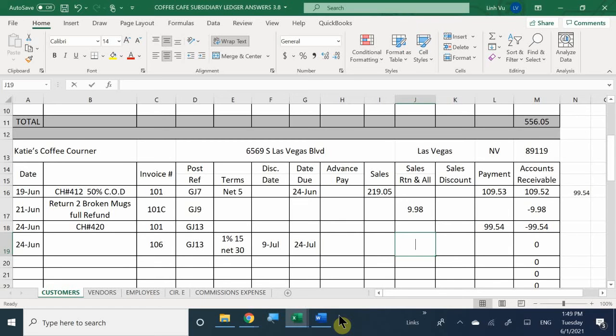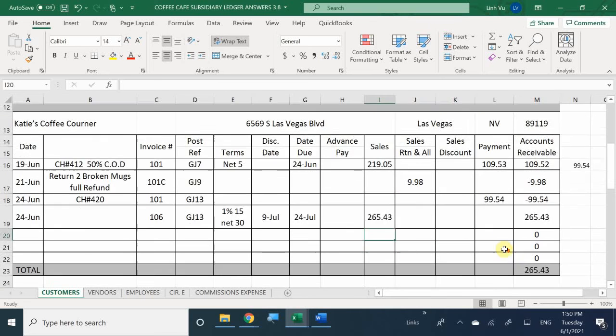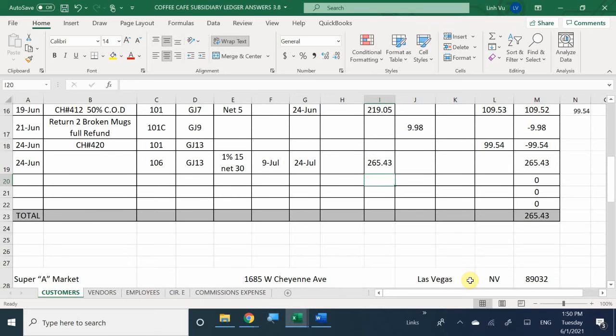Sales would be 265.43. Oops, I'm on returns and allowances, my bad. 265.43. And your accounts receivable would be 265.43. Yep. She owes us a new amount now for invoice number 105. Good. Then we have to go to our inventory sheet. Okay. Well, there's one more thing we should do before we go there.